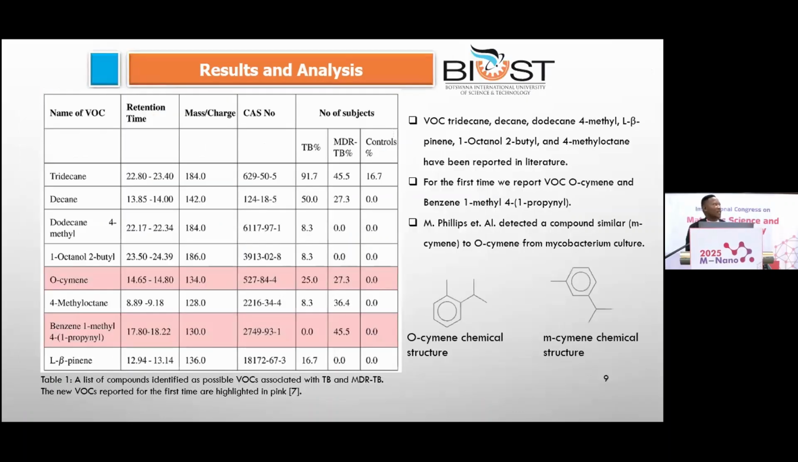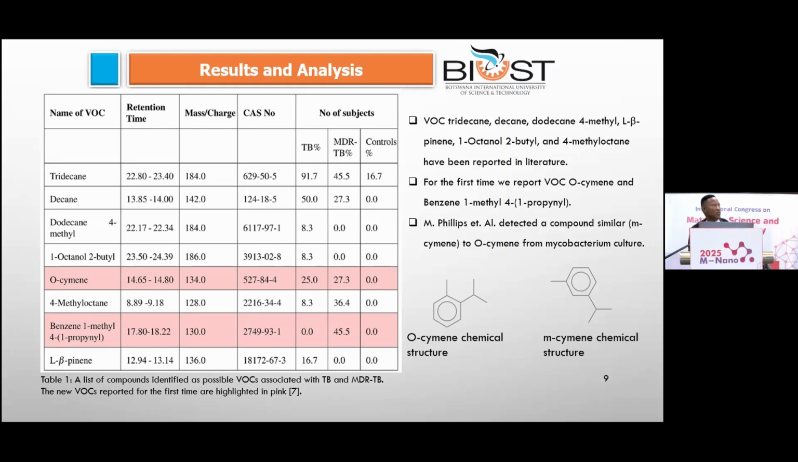Now after identifying the VOCs, we compared between the patients and the controls. What we observed is that there are 8 volatile organic compounds which can be associated with TB. Among these 8, 6 have already been reported in literature before, which are the unhighlighted ones, which means our study was able to verify the VOCs that have been previously reported. And for the first time, we report o-cyanamide as a VOC that is associated with TB.